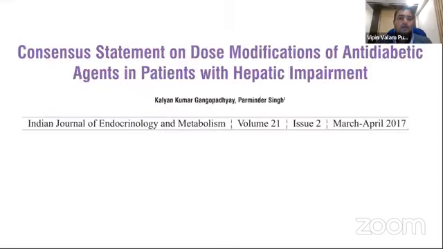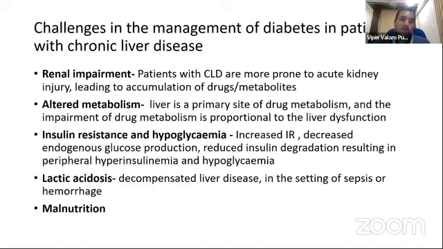Sorry. So again, we have discussed one of the consensus statements on the dose modification of anti-diabetic agents in patients with hepatic impairment. This was published in 2017 in IJEM. This is one of the important articles to look into for how much dose modification is required. When I went through, both these articles have the same consensus. So we can have a general discussion based on these two articles.